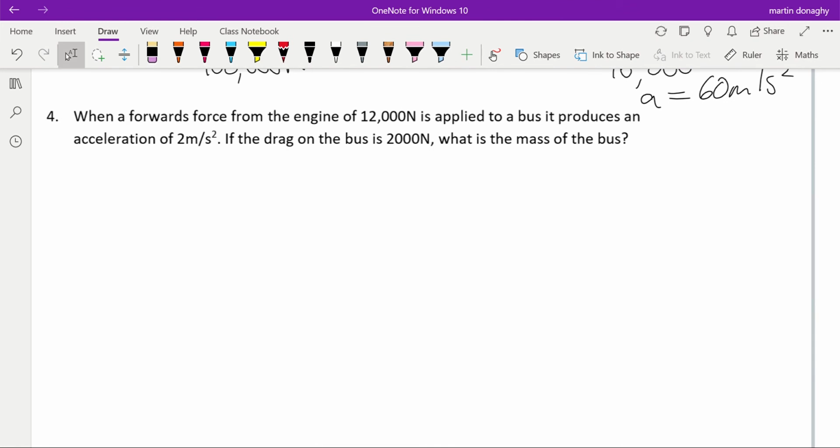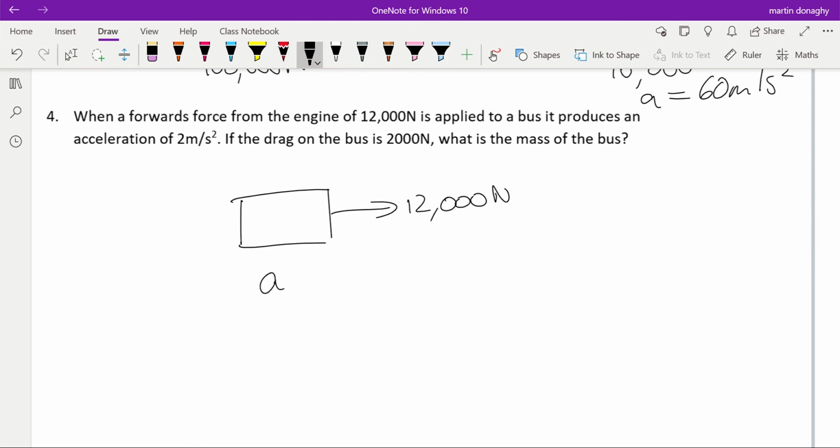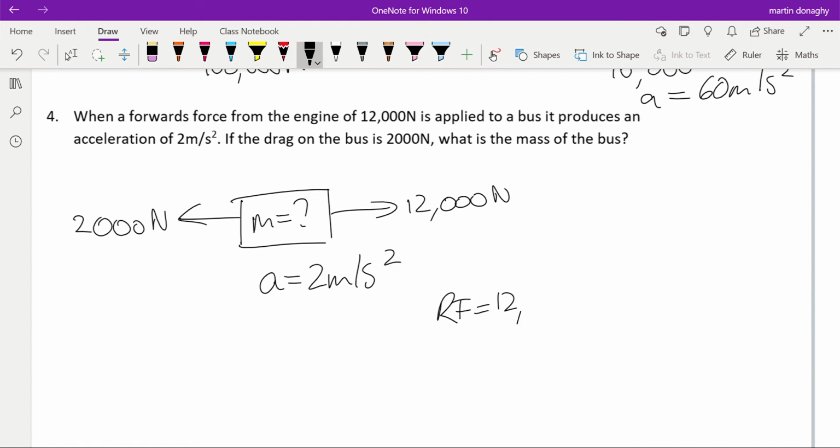Question 4, a little bit harder. When a forwards force from the engine is 12,000 newtons, that produces an acceleration of 2 meters per second squared. The drag, the backwards force on the bus is 2,000 newtons. What is the mass? It's actually not that much harder. Once again, work out the resultant force first. 12,000 forwards minus the 2,000 backwards gives us 10,000 newtons.